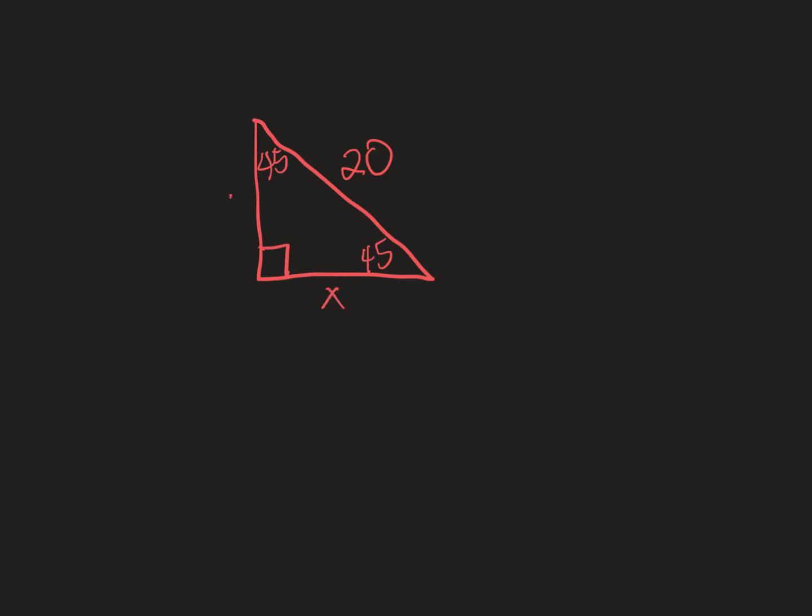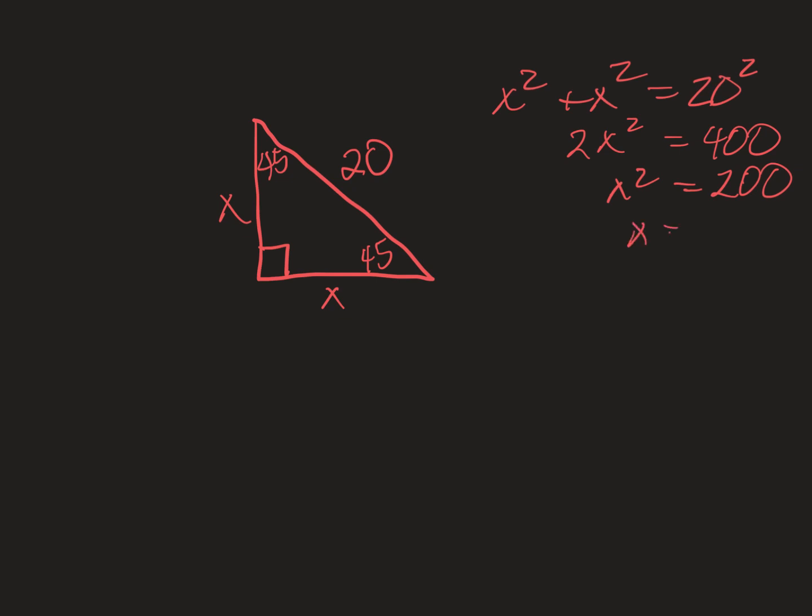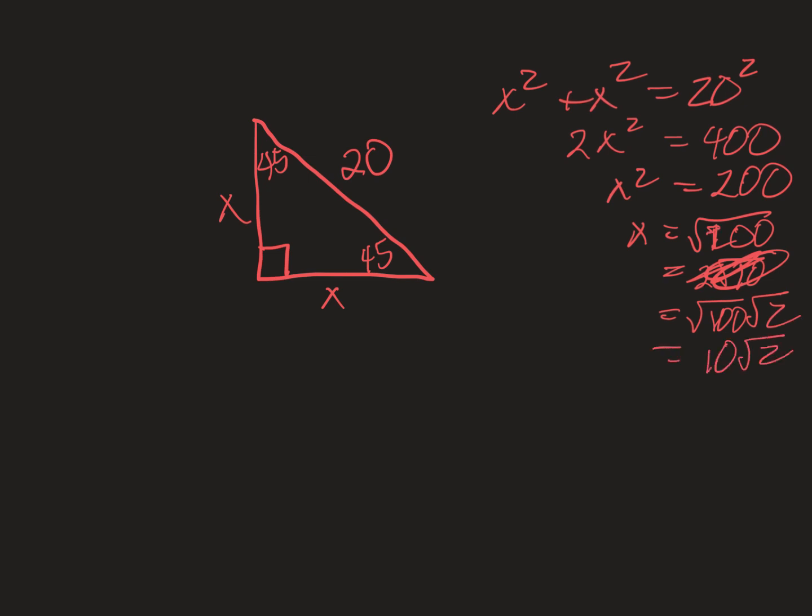Okay? Well, one of the ways I could do it is I could use the Pythagorean theorem. x squared plus x squared equals 20 squared, which is 2x squared equals 400, which is x squared equals 200, which is x equals the square root of 200, which is equal to the square root of 100 times the square root of 2, which is 10 times the square root of 2. So I apologize for that error there.